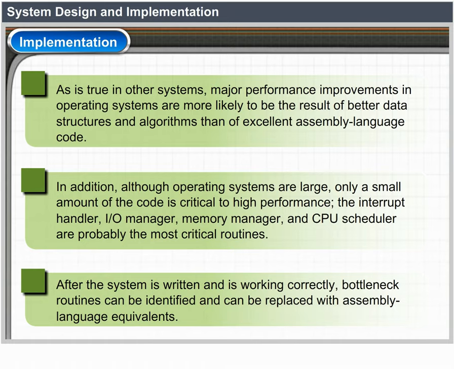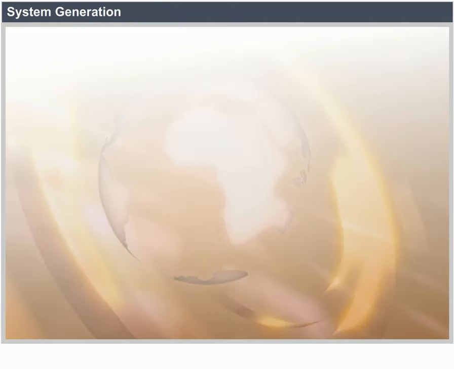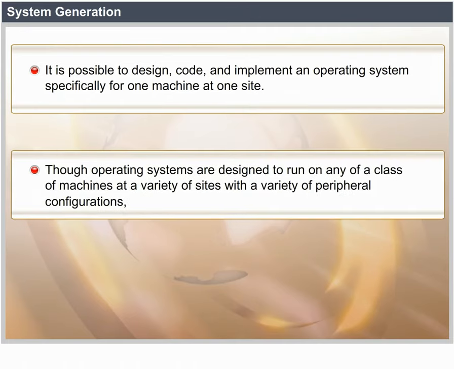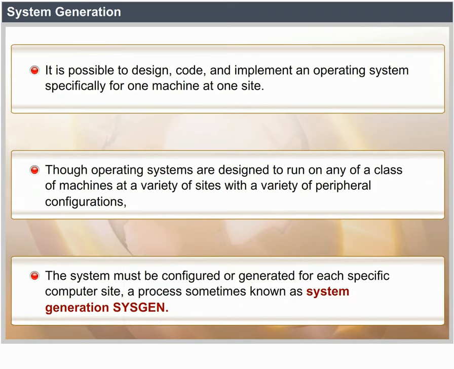System generation. It is possible to design, code, and implement an operating system specifically for one machine at one site. More commonly, however, operating systems are designed to run on any of a class of machines at a variety of sites with a variety of peripheral configurations. The system must then be configured or generated for each specific computer site, a process sometimes known as system generation, SysGen.